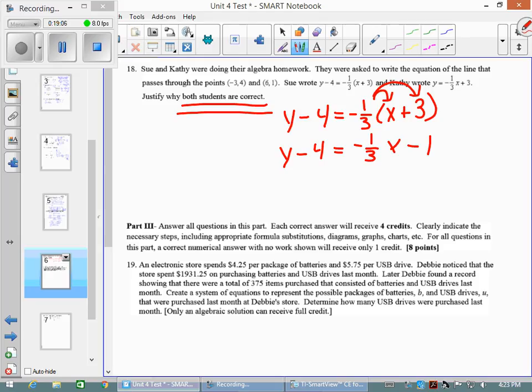So we do have this negative 4 still on our left side, so I can add 4 to both sides to get that y by itself, to get it into our y equals mx plus b form. And when I add that over, I do get that my y equals negative 1/3 x plus 3. And if I look, this equation is the exact same as that equation, so just having this equation is justifying that they are both correct.